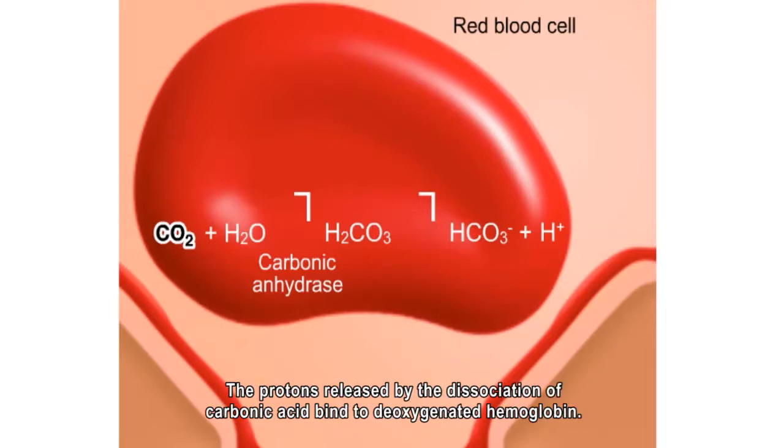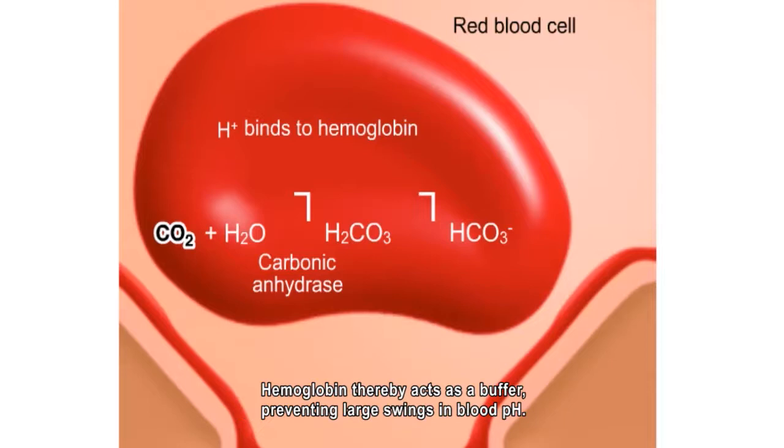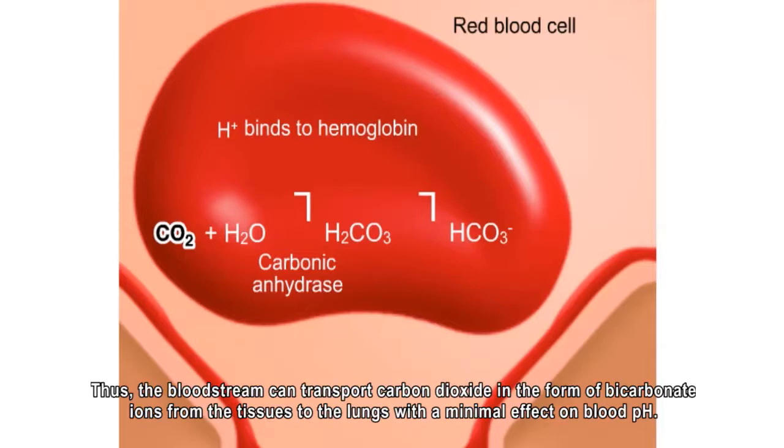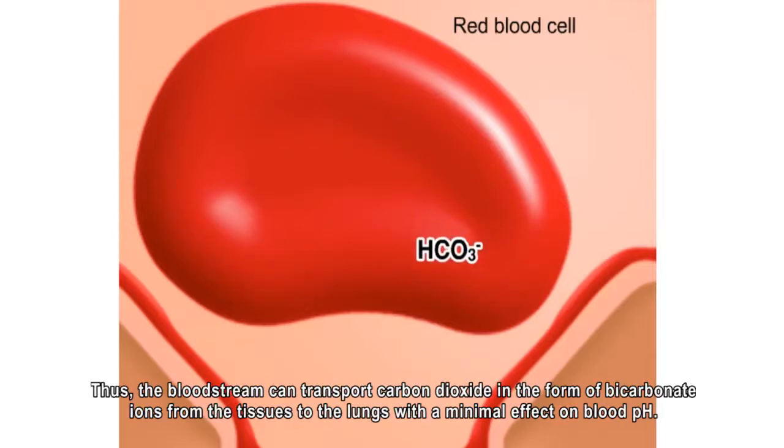The protons released by the dissociation of carbonic acid bind to deoxygenated hemoglobin. Hemoglobin thereby acts as a buffer, preventing large swings in blood pH. Thus, the bloodstream can transport carbon dioxide in the form of bicarbonate ions from the tissues to the lungs with a minimal effect on blood pH.